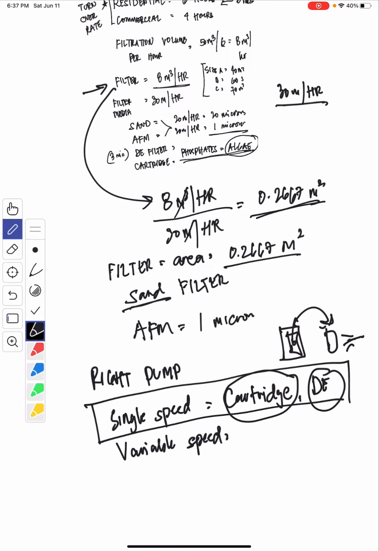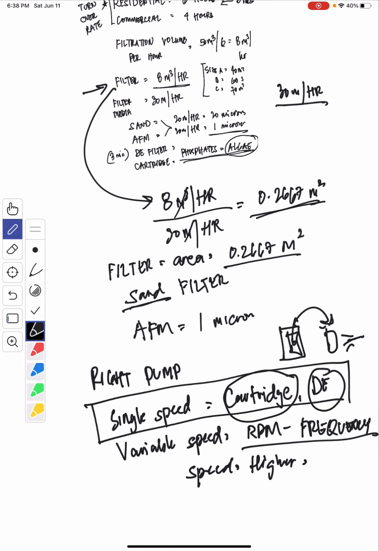Now a variable speed pump, you can control the RPM or you can control the frequency. Therefore it's also called the variable frequency pump, right? Usually they have a variable frequency drive installed within the pump. That's why it's called a variable speed pump. So now with this pump, you can control its speed, which is very important because you need higher speeds for an event called backwash. Now backwash is how you clean a sand filter.